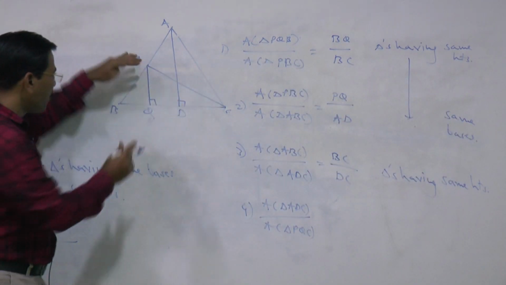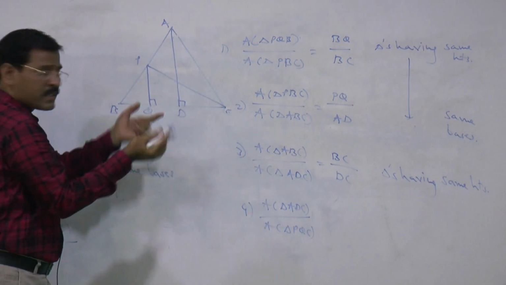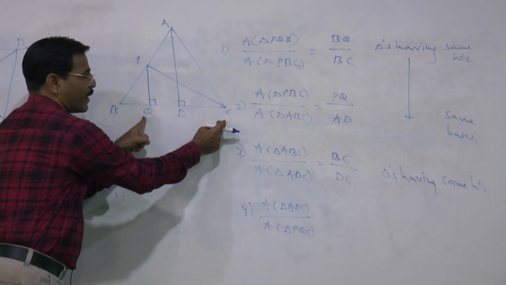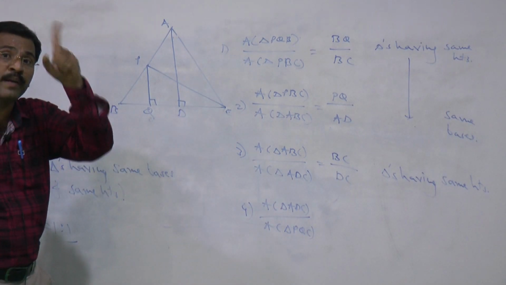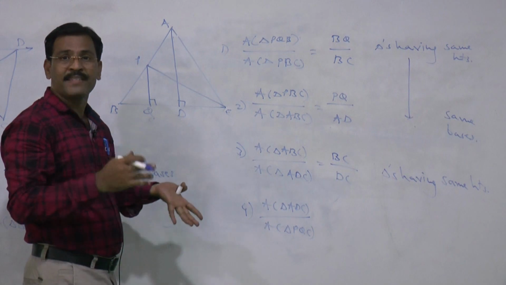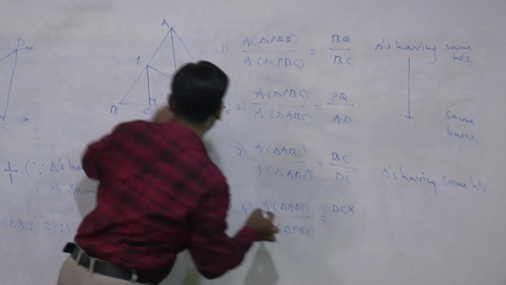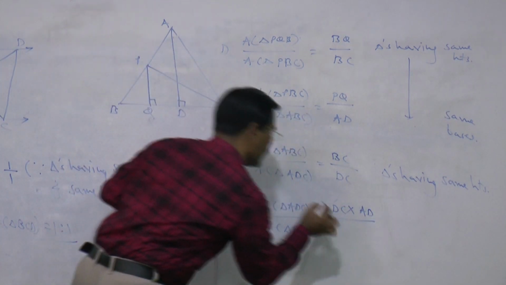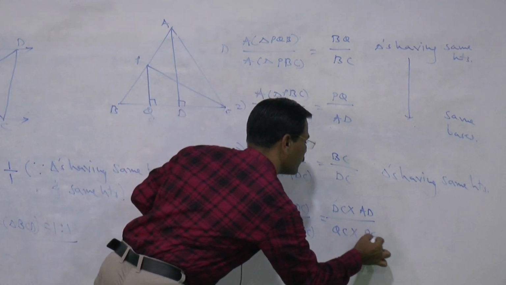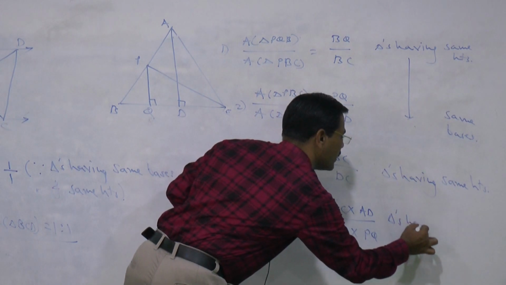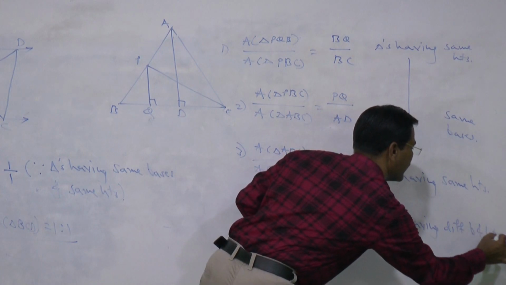Now, ADC this side and PQC. ADC and PQC: base DC, base QC, height AD, height PQ, so both are different here. That means the first property applies, the product of their corresponding bases and heights. The base of ADC is DC and height AD. And for PQC, base QC and height PQ. So what we can write here? Triangles having different bases and heights.